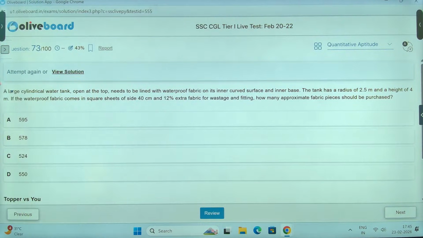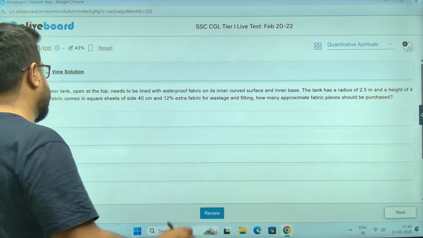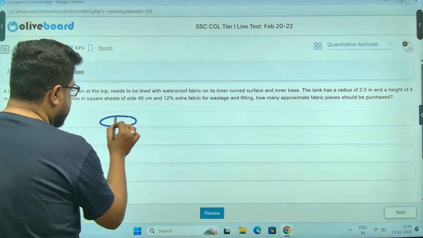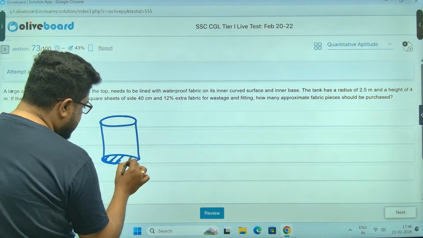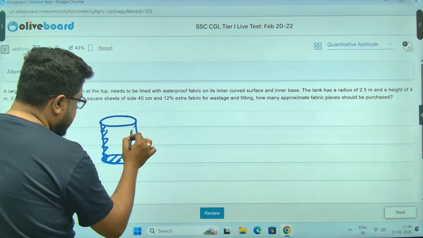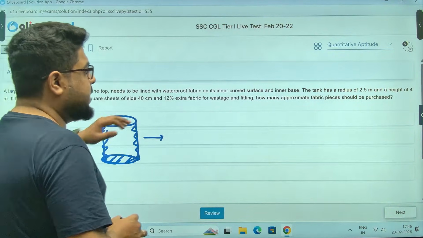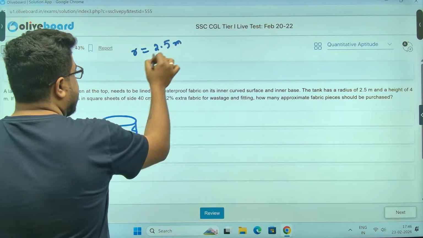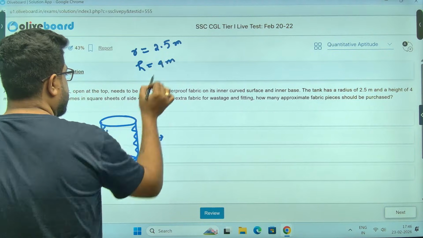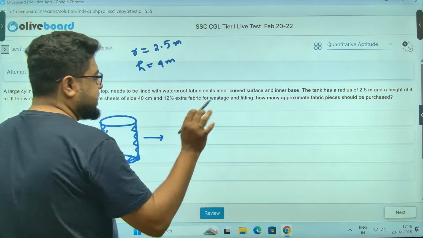A cylinder needs to be lined with waterproof fabric. Inner curved surface and inner base. Open at the top. So ultimately this means a cylinder like this. But again, I only need to cover this and cover the sides. So radius is 2.5. Height is 4. Okay, done. So let's understand what is the total requirement.